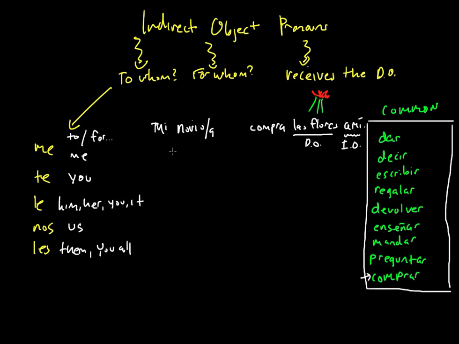Now that means I have to select me because I am receiving the flores, and so I'm going to put that me before the conjugated verb compra. And so now the sentence says mi novio or mi novia me compra las flores a mí. Okay, now let's take a look at one more example.